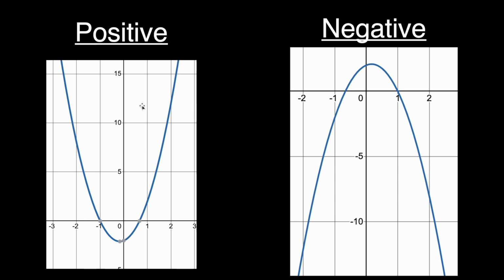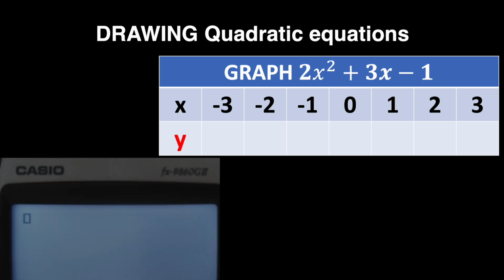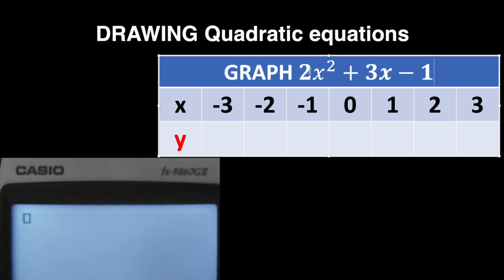So how do we draw quadratic graphs that look like this by hand? These were done using Desmos, but how do we do it by hand? The easiest way is with a table of values like this and a calculator like this. We have been given this instruction: graph 2x squared plus 3x take 1. It wants us to graph this equation. This is a quadratic equation. It follows the general formula of ax squared plus bx plus c, or in this case minus c.